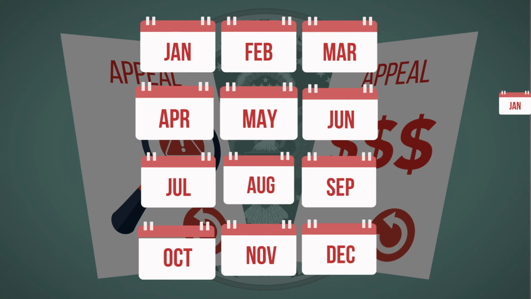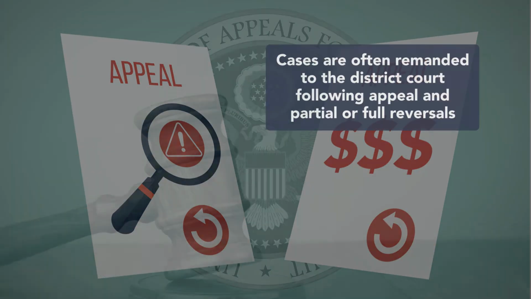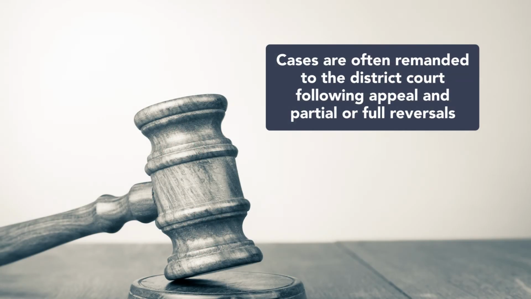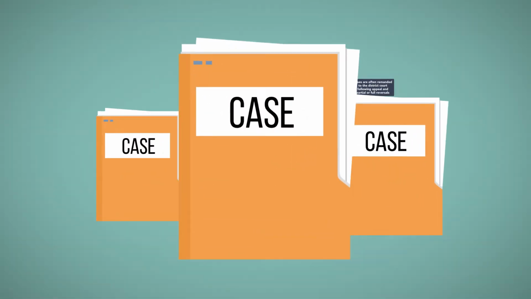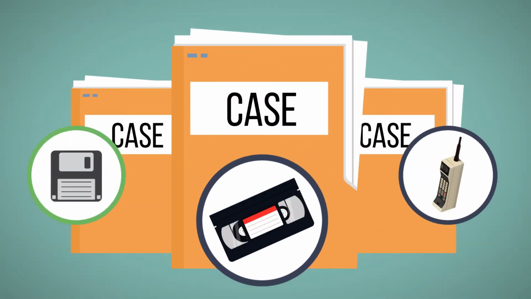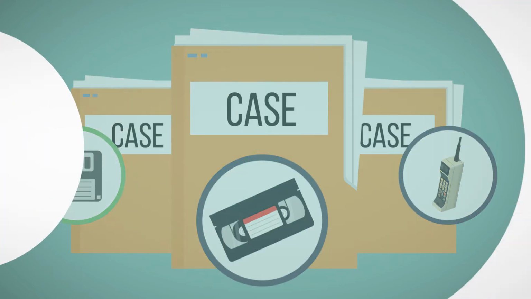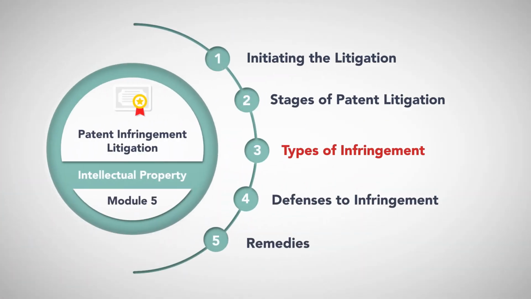Appeals often drag on for years, and cases are often remanded to the district court following appeal and partial or full reversals. As a consequence, some patent cases involve outdated technology by the time they're ultimately resolved. Types of infringement.